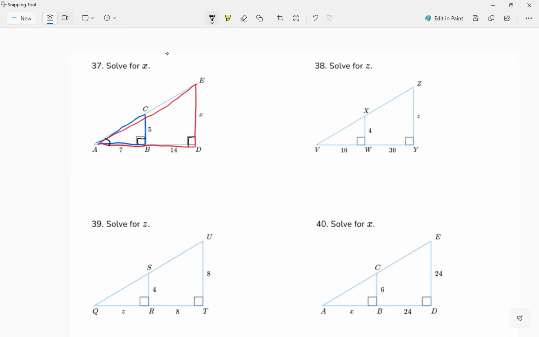So having that said, I'm going to use similarity to solve for x here. Now from the red triangle, I'm going to use two values. I'm going to use x and 21. You guys can see x is the side ED. Like I said, I'm looking at the red triangle. And then the side AD, I'm calling the whole side AD 21, because from A to B is 7, from B to D is 14, so the whole thing is 21. So that's what I'm using from the red triangle.